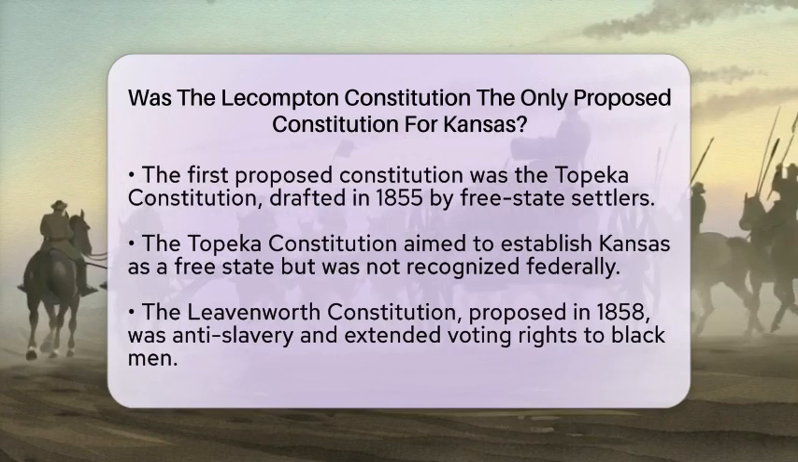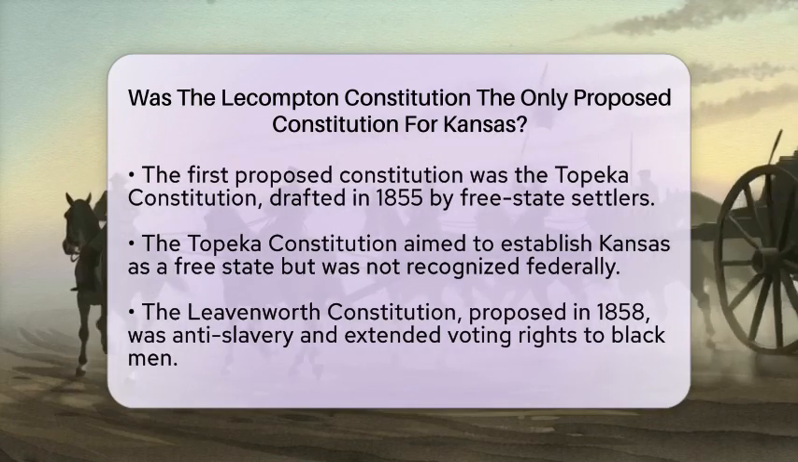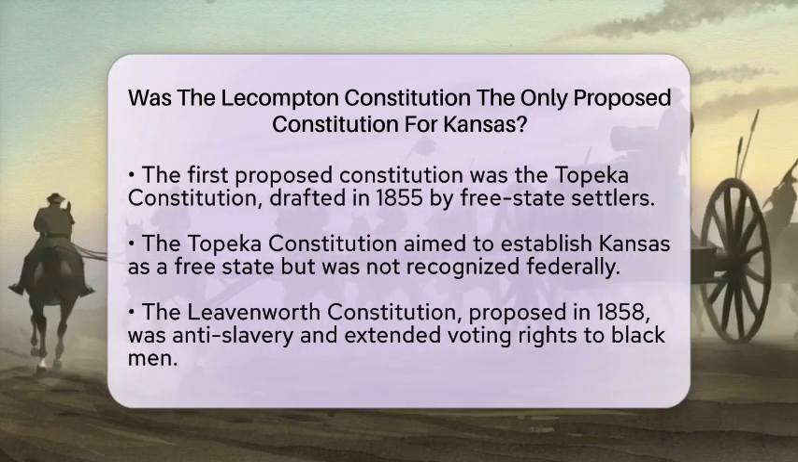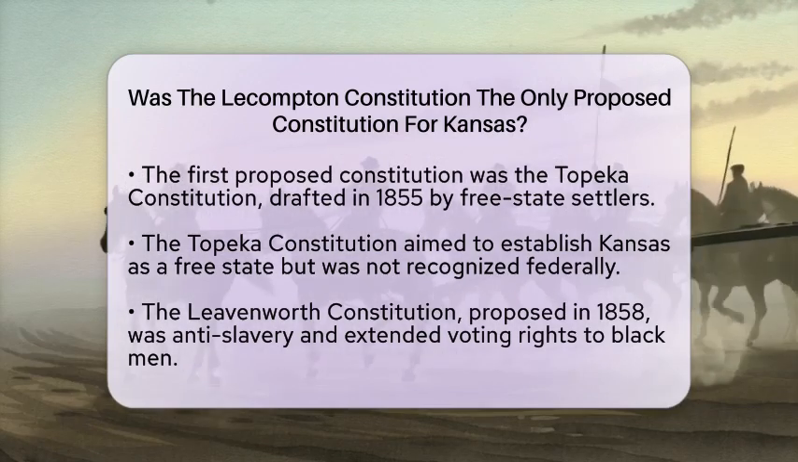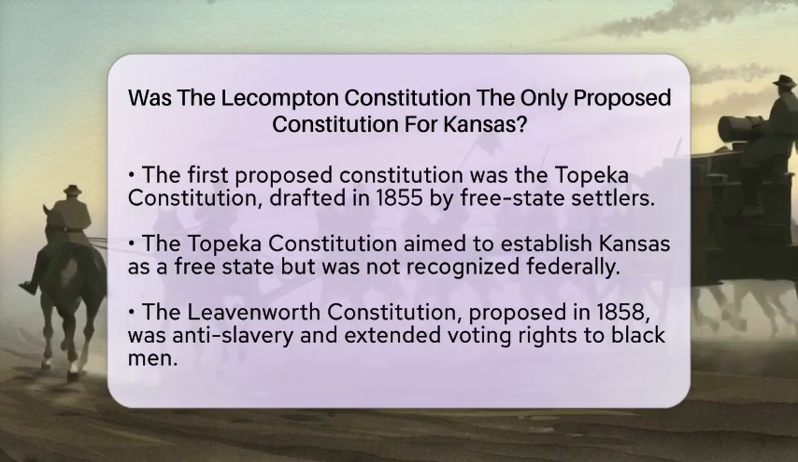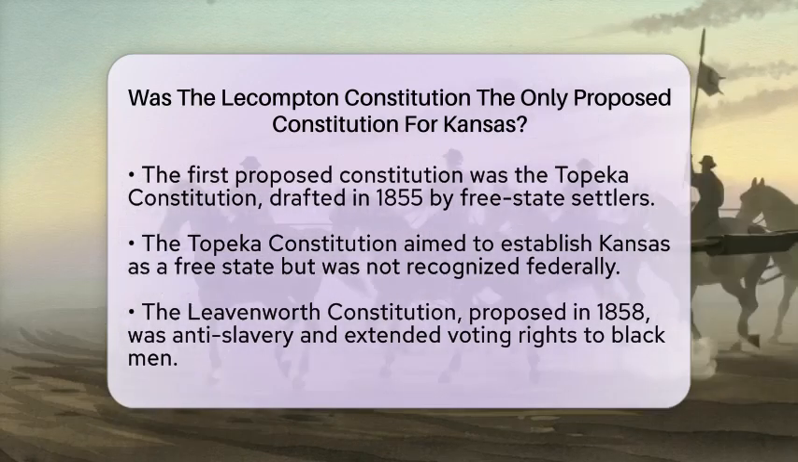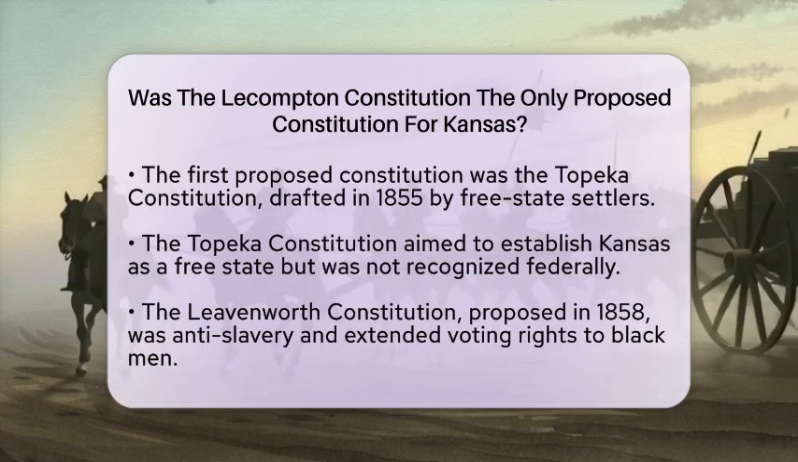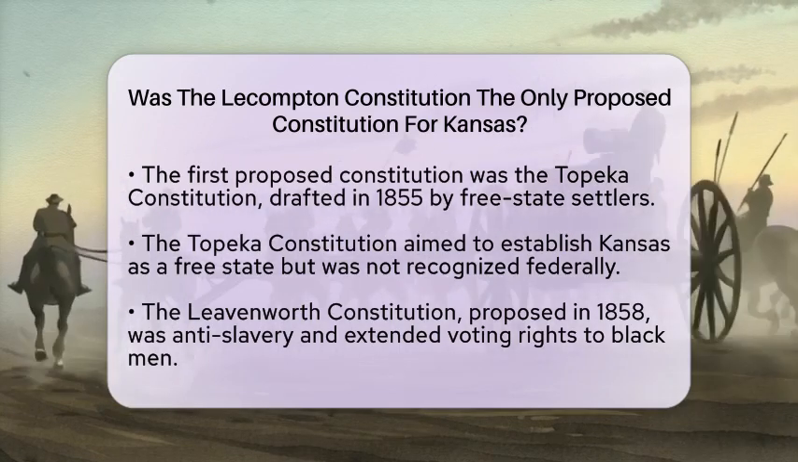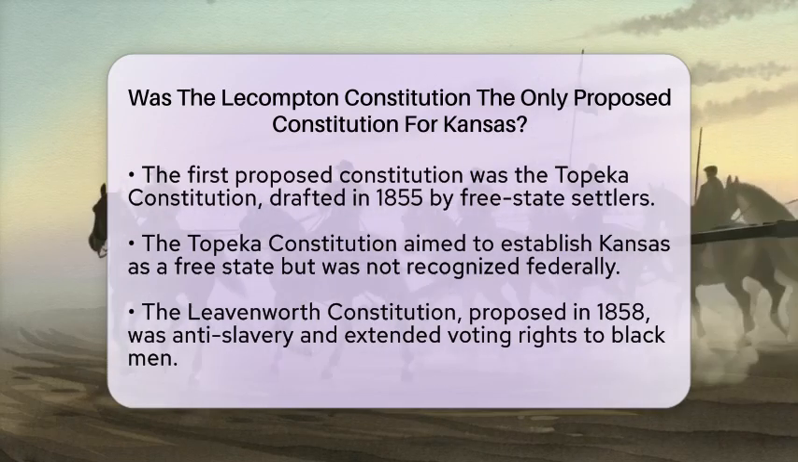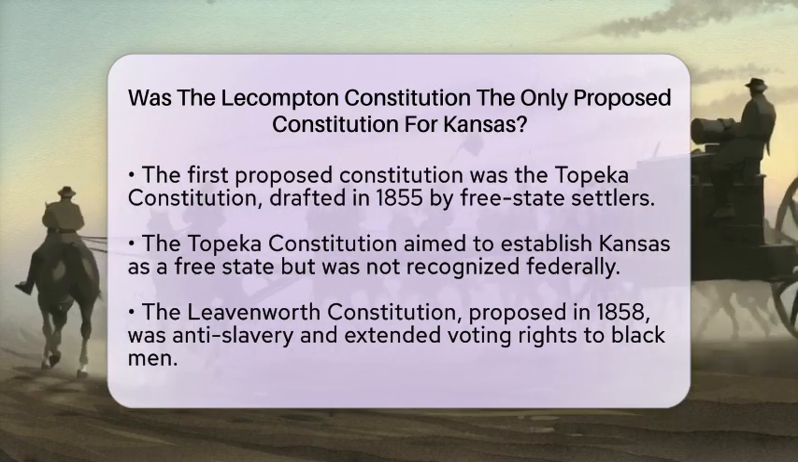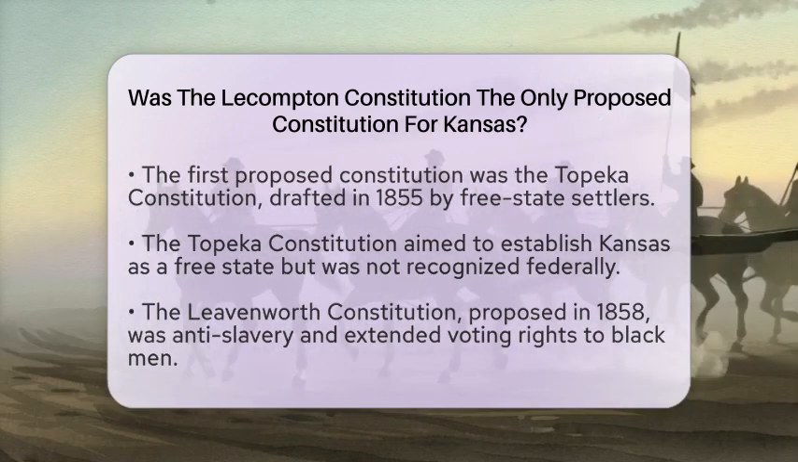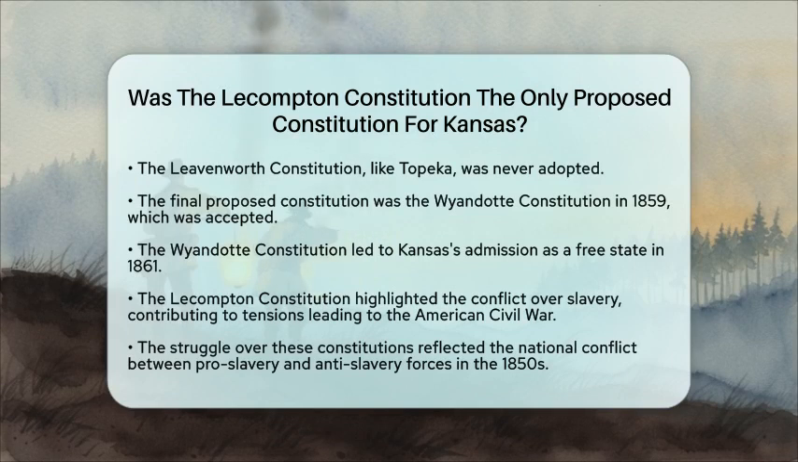The final proposed constitution was the Wyandotte Constitution in 1859. This was a free state constitution that was accepted and ultimately led to Kansas's admission to the Union as a free state in 1861. The Lecompton Constitution is historically significant because it represented the pro-slavery faction's attempt to impose slavery on Kansas despite strong opposition.